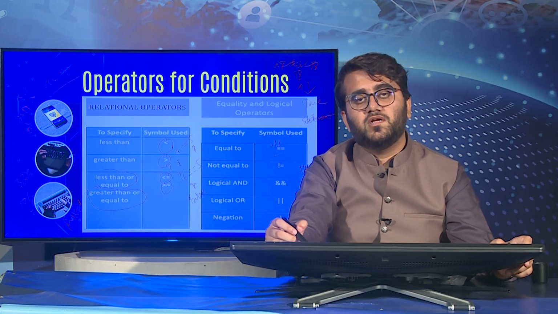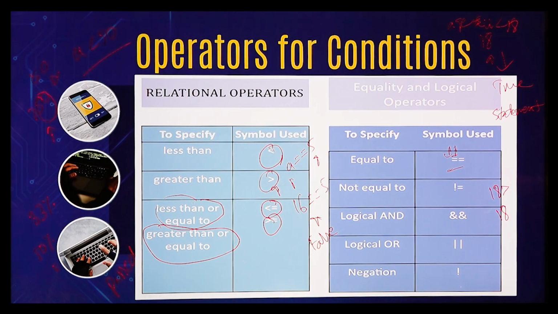Not equal to is similarly opposite to it. For example, if we are using 16 not equal to 5, then it would give us a result of true, because 16 is not equal to 5, this is true, and the operator is also saying that it is not equal to, true.